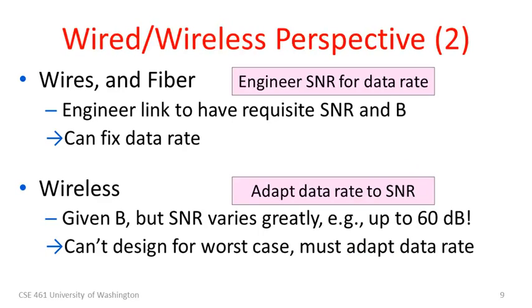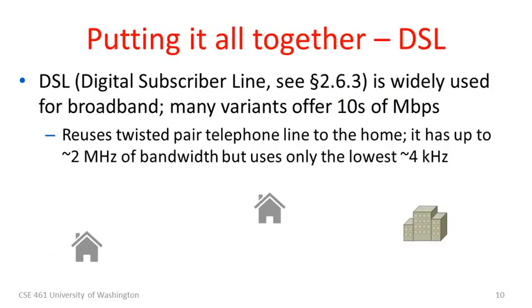So just recapping, for wires and fiber, we engineer the system to give us a certain data rate that we expect and spec. For wireless, we need to adapt to the SNR. And finally, just to put some of these things together, I can now give you an example.